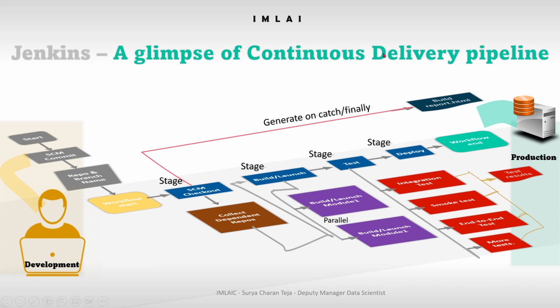That is one side it goes on. Another side it goes to the second stage, that is build or launch. So the source code which is fetched from GitHub has been moved to the second stage. Here, in the second stage, it will build module 1 and parallelly build module 2, whatever modules that are there, and on the other side parallelly the report will be going to the report.html, and the same happens with every stage.